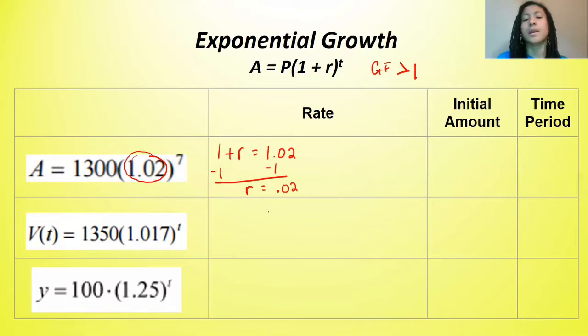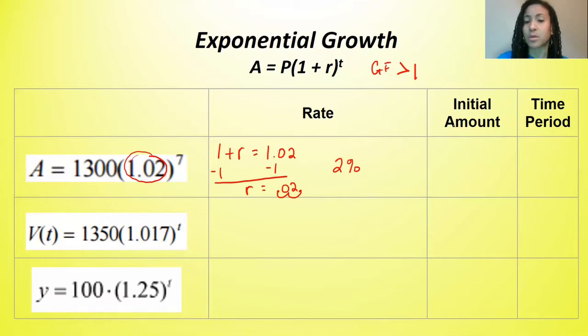0.02. Now, this is not a percent. We need to convert it to a percent. And how do we convert things to percents? We move it 2 places to the right. So 1, 2. So this will be 2%. So in this problem, it's basically telling us that we have a growth rate of 2%.